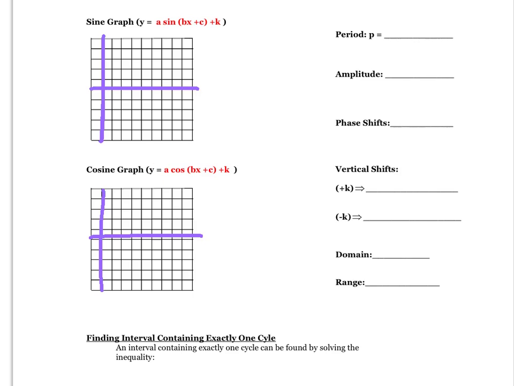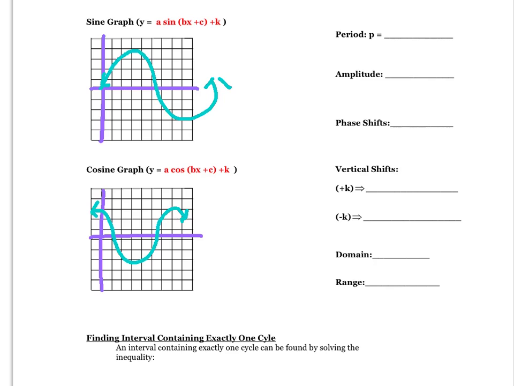Alright, let's look at the basic shapes. So first for sine. Remember, the sine graph is always going to start on the x-axis. It's going to go up, down, and back to the x-axis. So that's our basic shape of our sine curve. For our cosine curve, we're going to start up at the amplitude, go down, and back up. So that's what our basic shape of our cosine curve is going to look like. It's almost like a U shape.